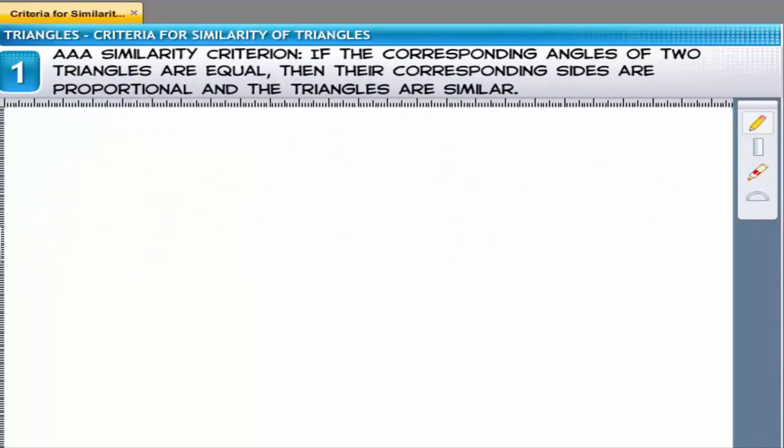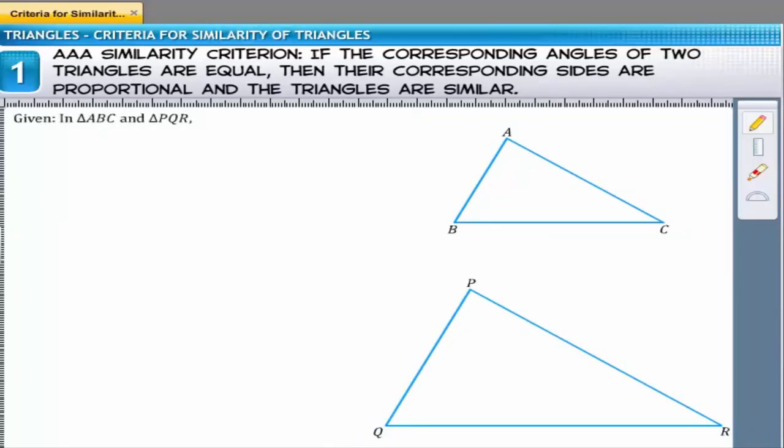Let's consider two triangles, triangle ABC and triangle PQR. Here angle A is equal to angle P. Angle B is equal to angle Q. And angle C is equal to angle R. In order to prove that triangle ABC is similar to triangle PQR, by the AAA similarity criterion, we'll prove that the ratios of sides AB and PQ, AC and PR, and BC and QR are equal.